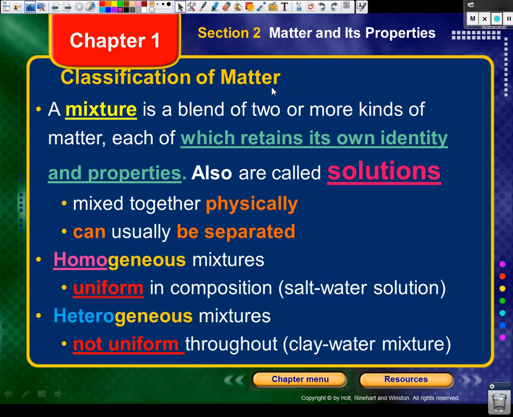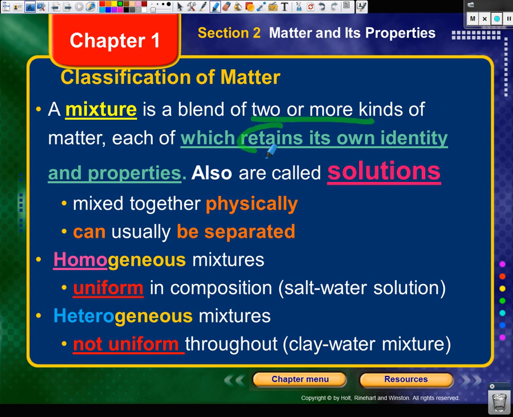This is everything we talked about in words. A mixture is a blend of two or more kinds of matter, which, and here's the important part, first of all, two or more kinds, which retains its own identity. Okay? They are also called solutions. And I'm going to add one more word here.